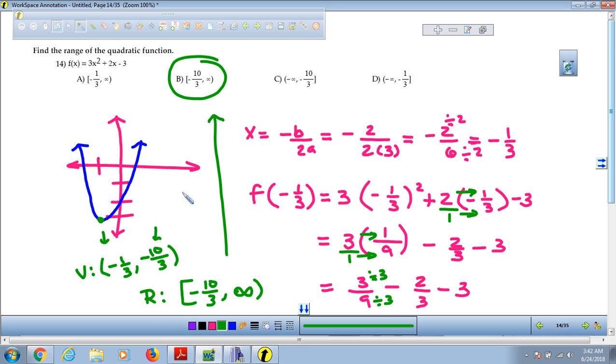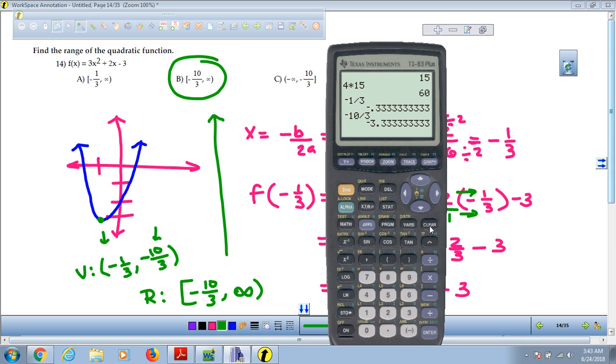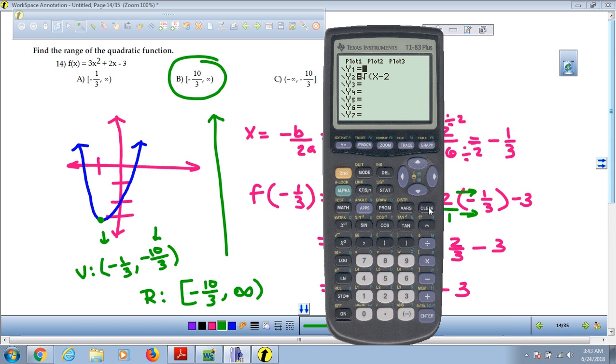What's the shortcut to this? Obviously, it's a multiple choice test, so use the calculator. I would put 3x squared plus 2x minus 3. Now, the only thing with this is you see the vertex right here, and look at the kind of x and y coordinates that the vertex has. They're fractions. So what way could you figure out what the vertex is? Maybe, let me see.